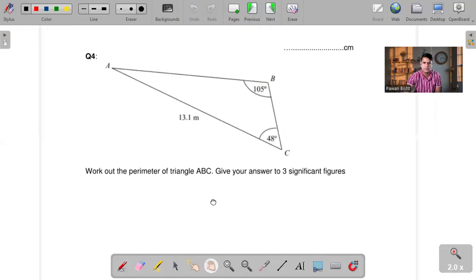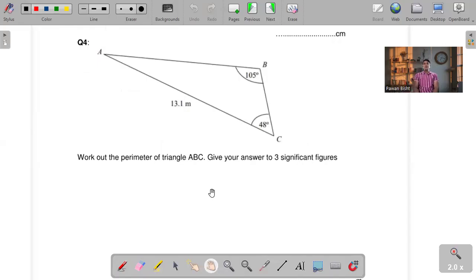Now question number 4. Work out the perimeter of the triangle ABC. Perimeter. What does perimeter mean? Perimeter means the sum of the outer boundary. If you add side AB, BC and AC, we get the perimeter of this triangle ABC. Right. So this will be small b. The side of angle C is given 48. Side opposite to C is small c, and this is angle A we can find, and side opposite to angle A will be considered as small a.